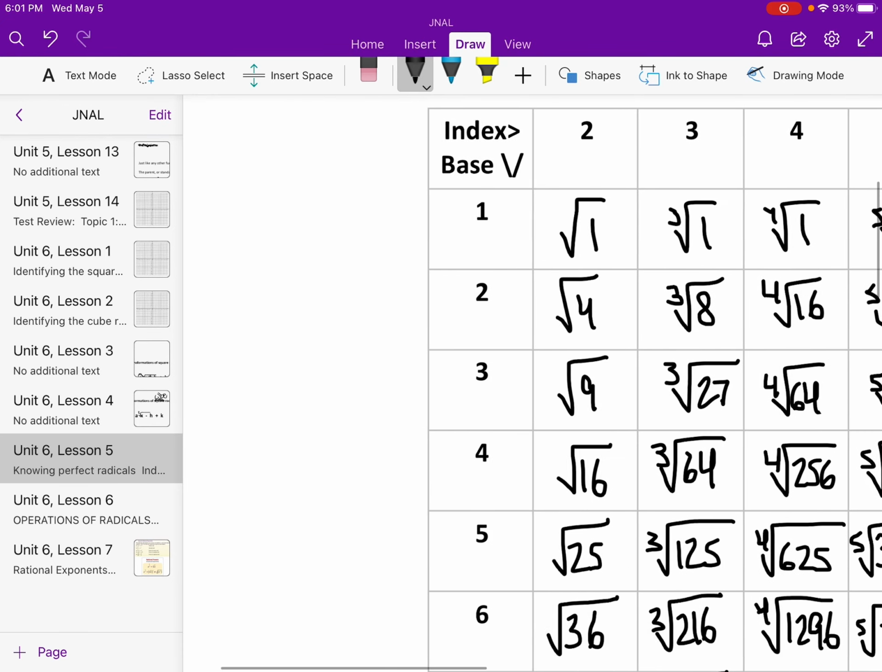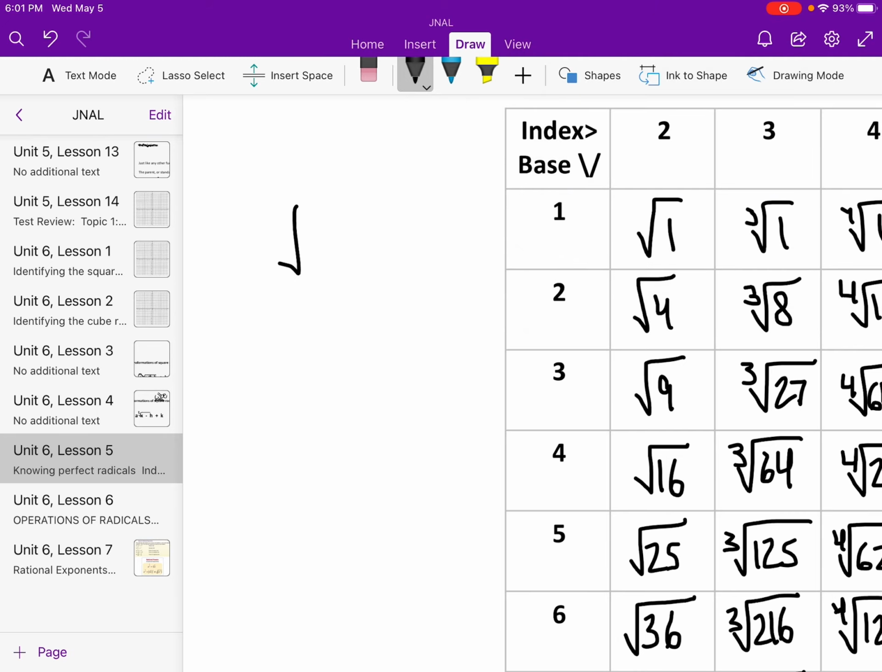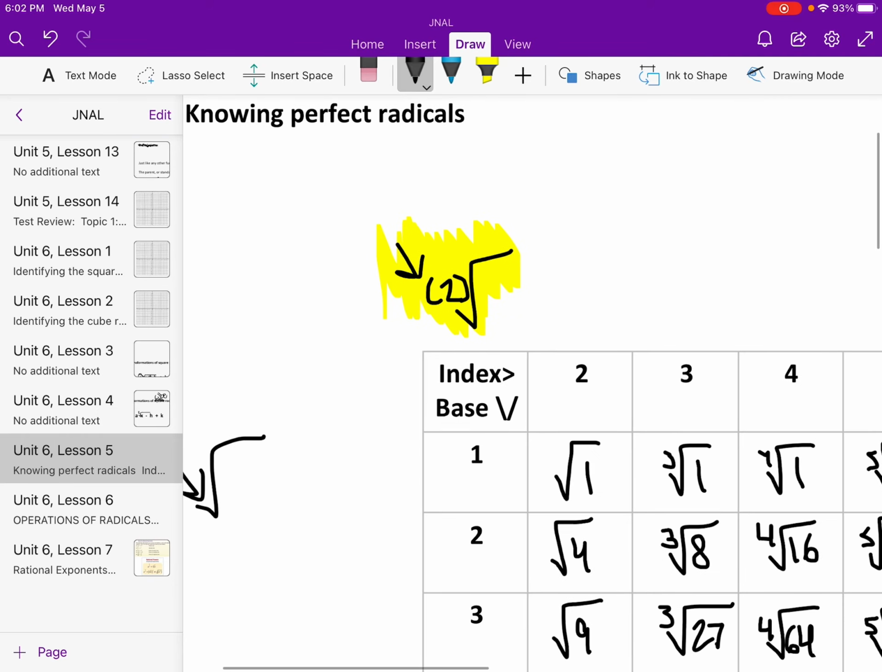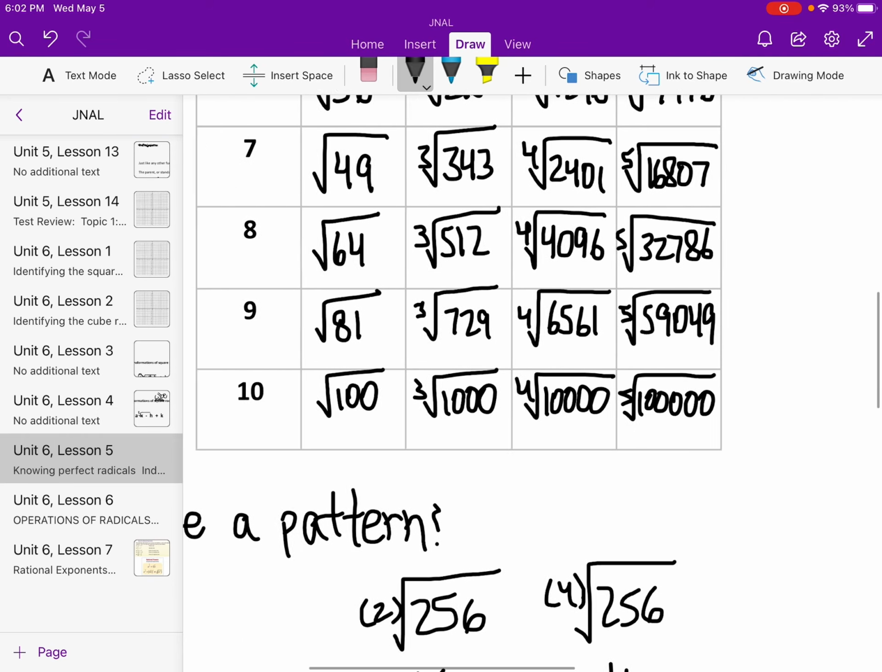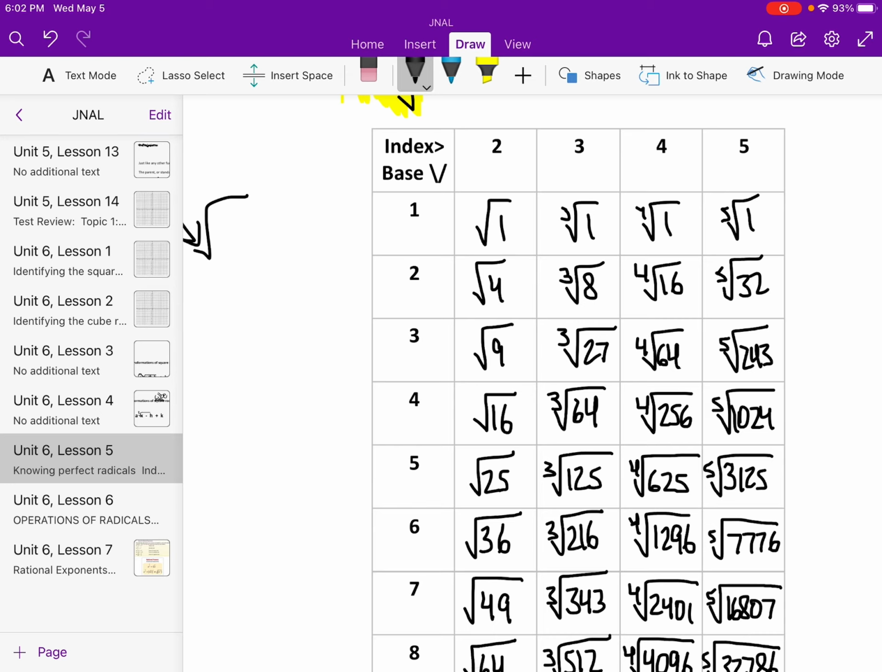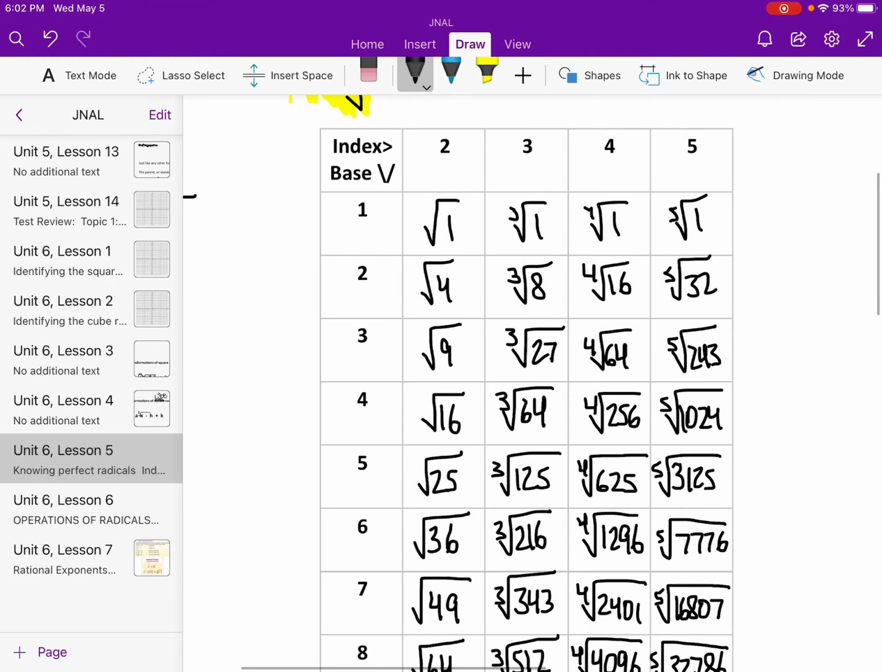So the index is the number that's right here. We'll talk about this more. If there is no number, it's a 2. When there's no number, it's a 2. And if there was a 1, that would just mean normal, so the first root of 49 wouldn't be 7, it would be just 49. But that's not really a thing. So we have our 2's, 3's, 4's, and 5's, and these are the indexes, or indices, I guess that's how you would say.